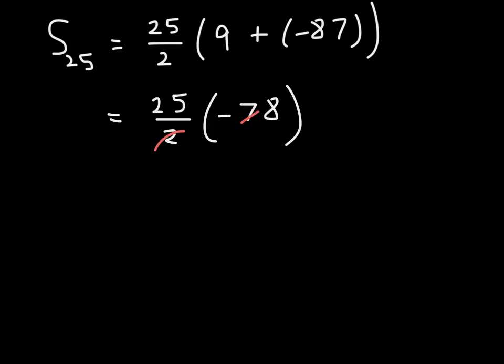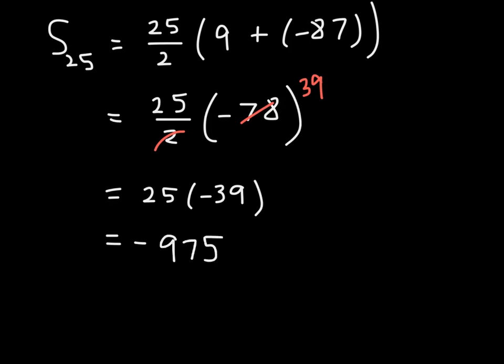2 goes into 78. What's half of 78? Well, half of 70 would be 35. So then this would be 39, negative 39, right? So then this is 25 times negative 39, which is negative 975. We did it. The sum of the first 25 terms is negative 975. And I did not have to list out all 25 terms and then add them. That would be a pain. So this formula is really great.